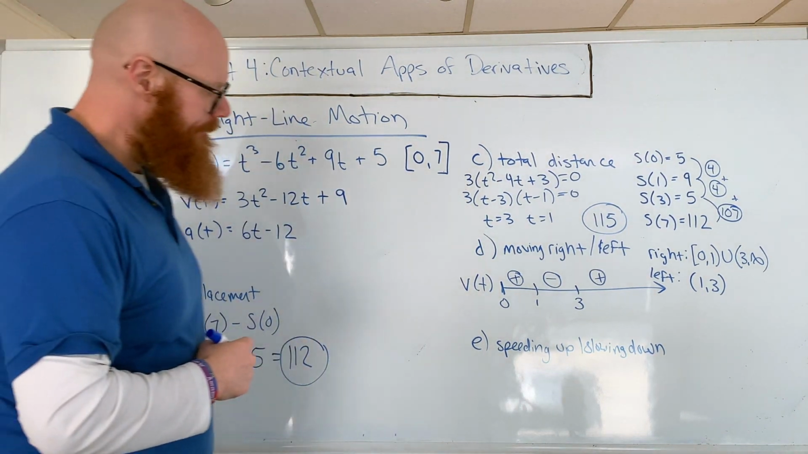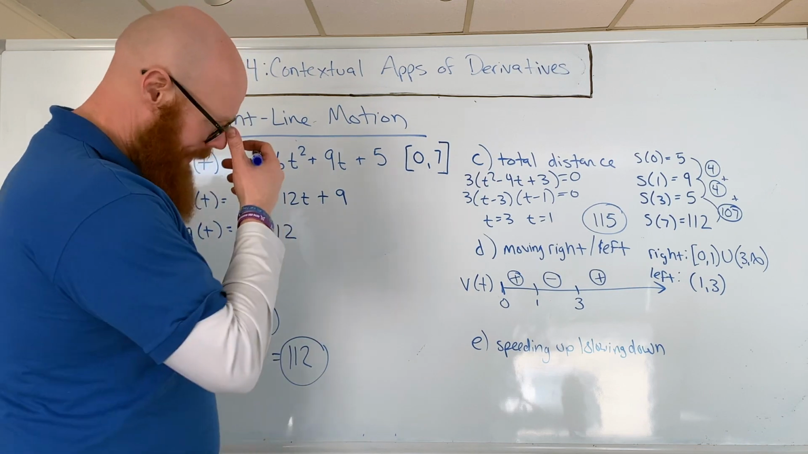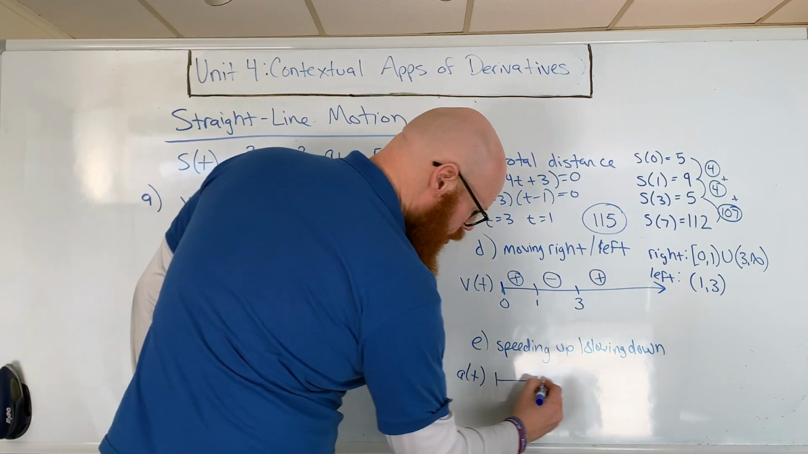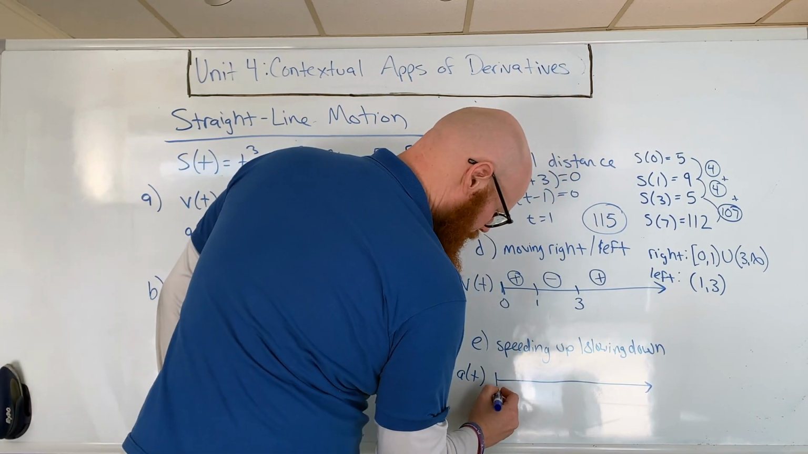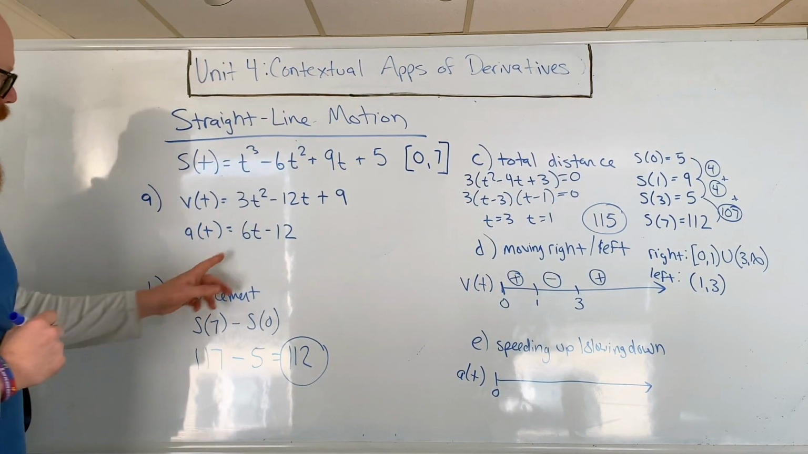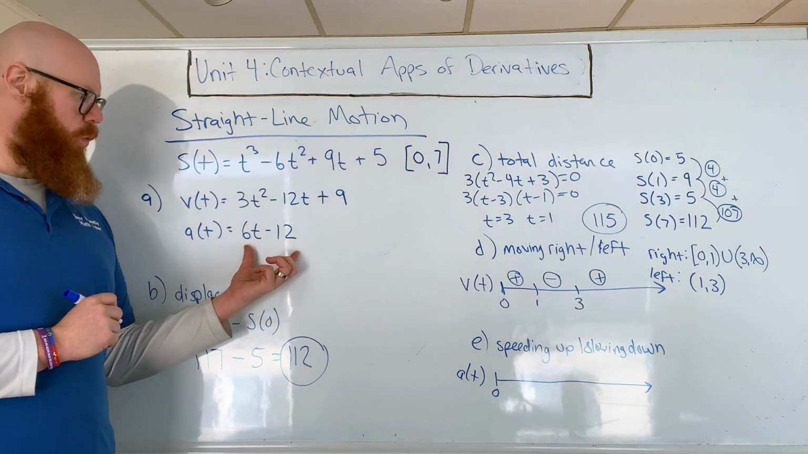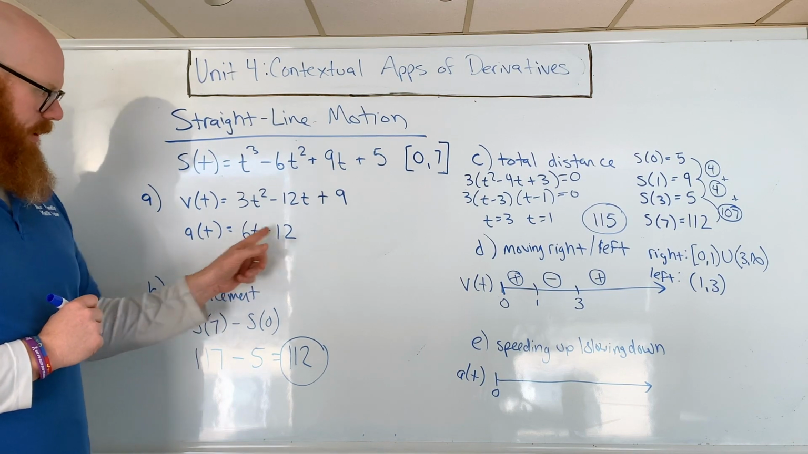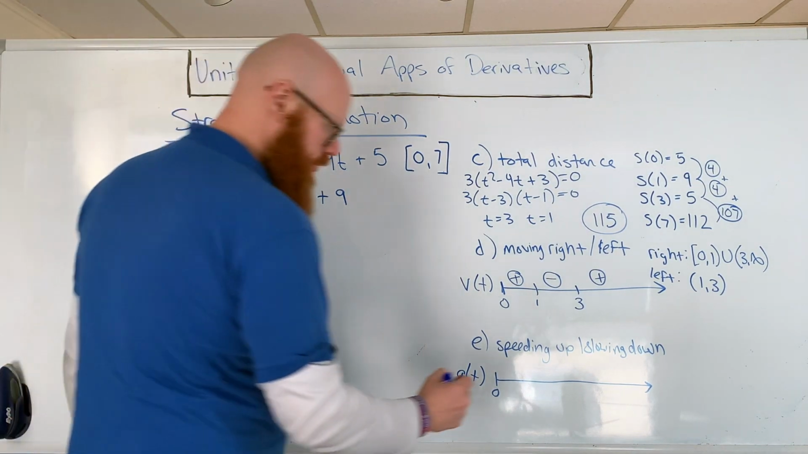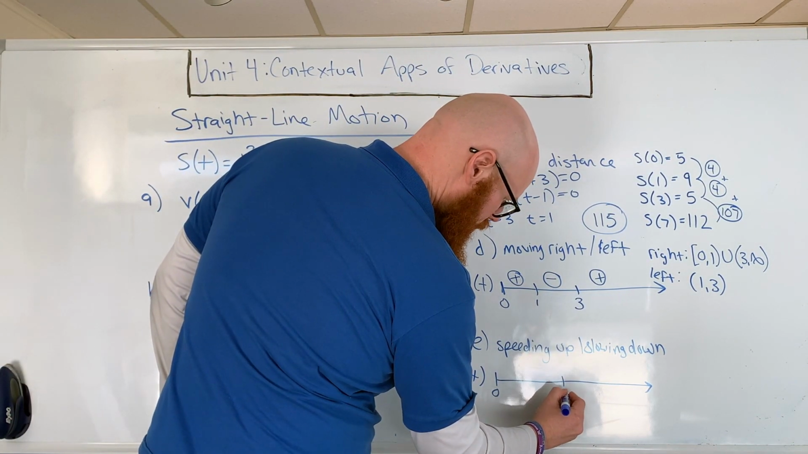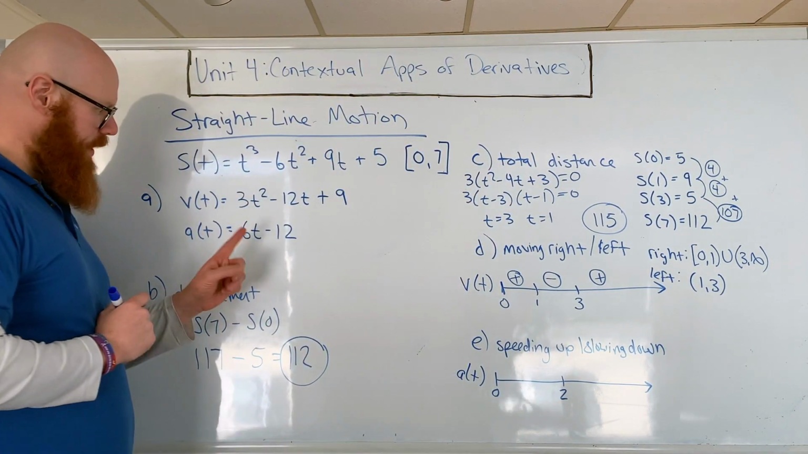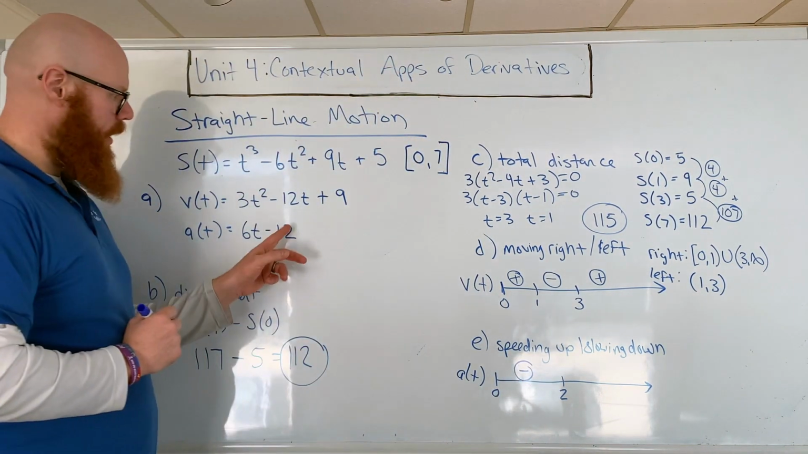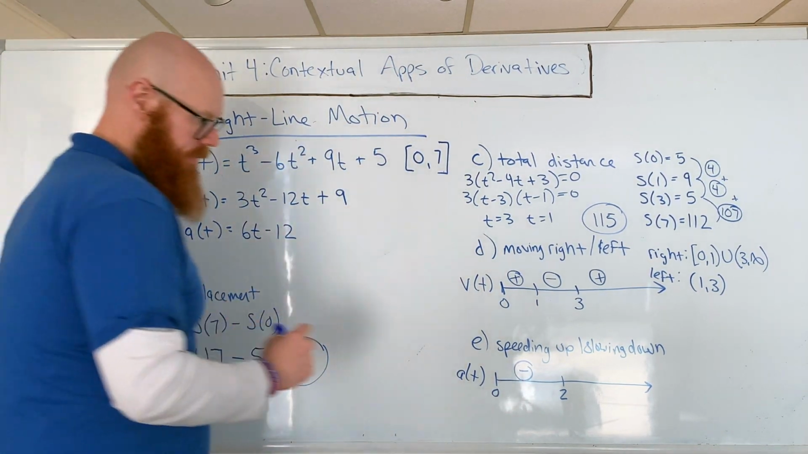All right. Finally, we're going to look at speeding up and slowing down. Well, this is related to the acceleration. So again, we start at 0. Well, the acceleration, we can easily see, well, where is the acceleration 0? Well, that's just going to happen at 2 seconds, right? We can easily set this equal to 0, and we're going to get 2 seconds. And to the left of 2, let's say 1 second, we're going to get a negative acceleration. And to the right of 2, we're going to get a positive acceleration.